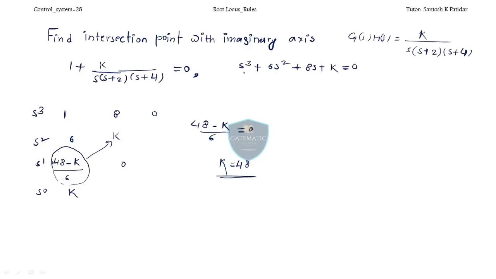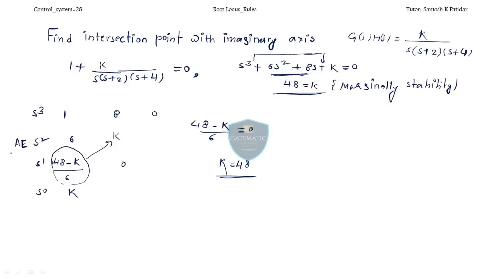So, you can frame this, or since this is the third order, directly you can do inside multiplication, that is 48, should be equal to outside coefficient multiplication, that is K. So, this K should be equal. This is the condition for marginal stability. This is the condition.